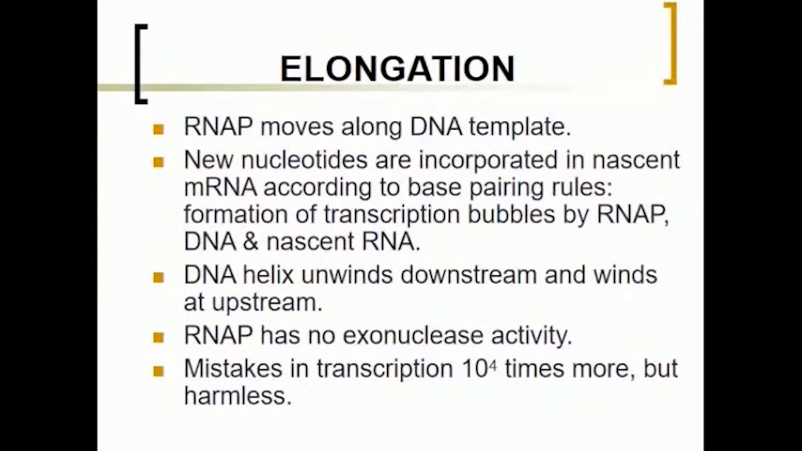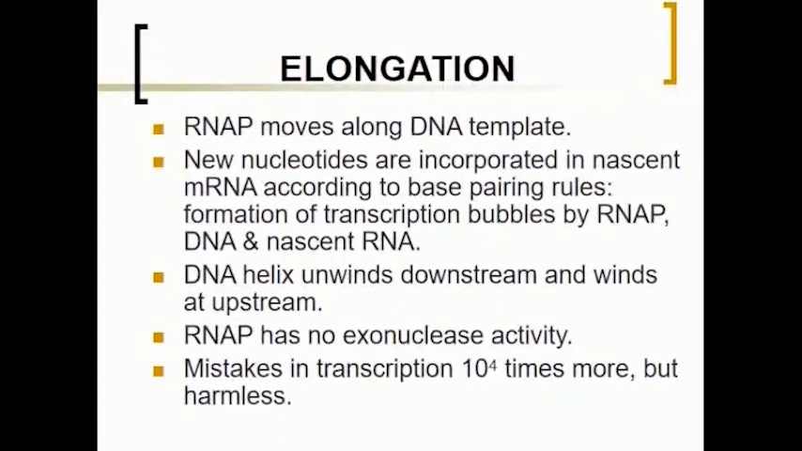Okay. So during transcription, because the two strands are unwound and many transcription factors are bound to that region, it looks like a bubble. We call it a transcription bubble. The transcription bubble is made up of RNA polymerase, DNA and nascent RNA. Nascent RNA is nothing but a newly synthesized part of the RNA. Then the DNA helix unwinds downstream. I told you what is downstream. If it is moving on the right side, we call it downstream. So the DNA helix unwinds downstream and winds up upstream.